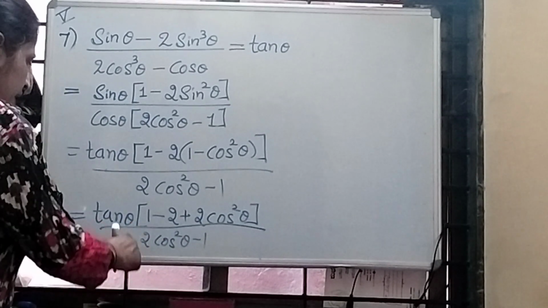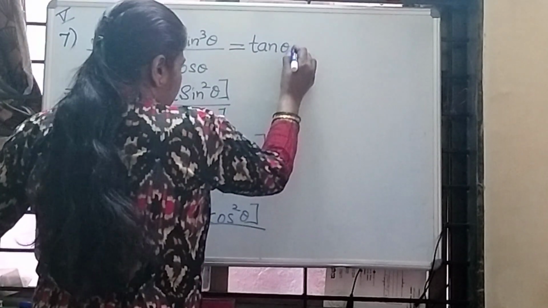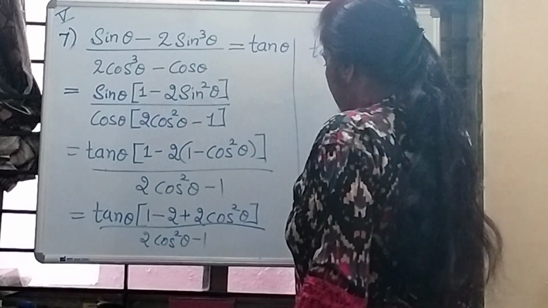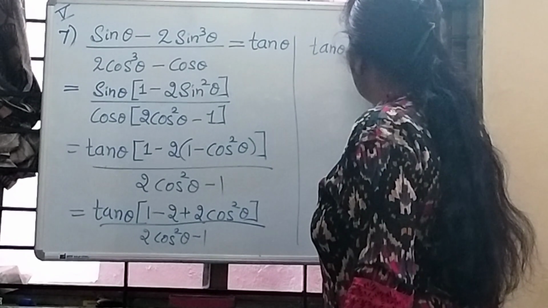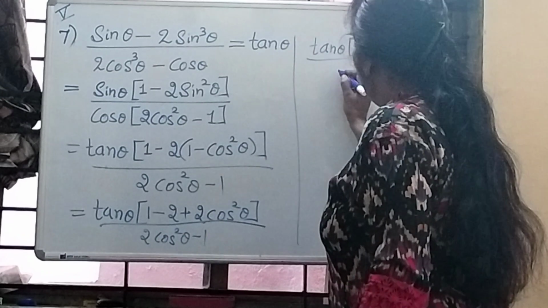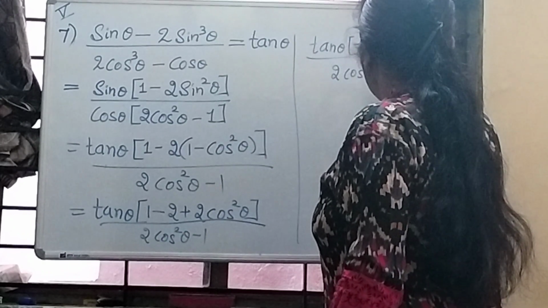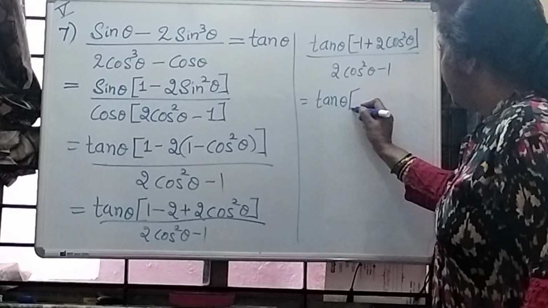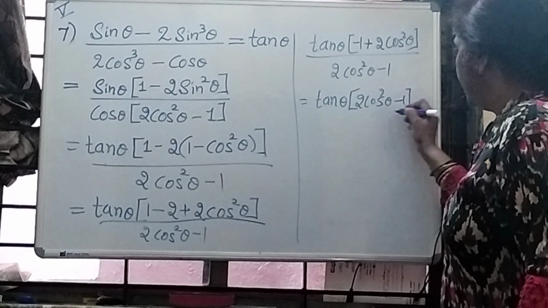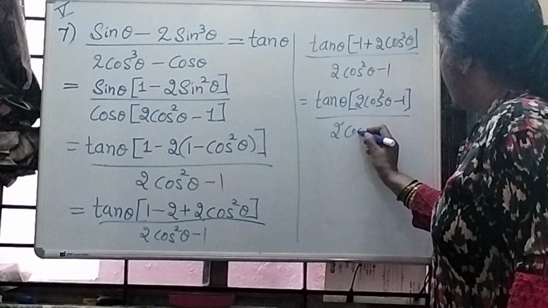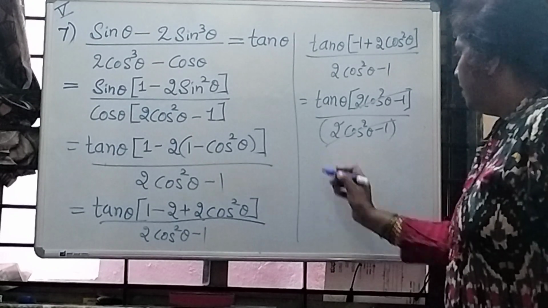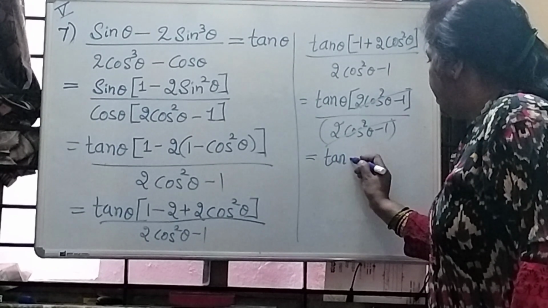Now see, students, here it is 1 minus 2. What will you get there? Tan theta into bracket, 1 minus 2 is minus 1, plus 2 cos square theta, divided by 2 cos square theta minus 1. Change these things: 2 cos square theta minus 1 divided by 2 cos square theta minus 1. So these two get cancelled. Now we have the answer as tan theta.